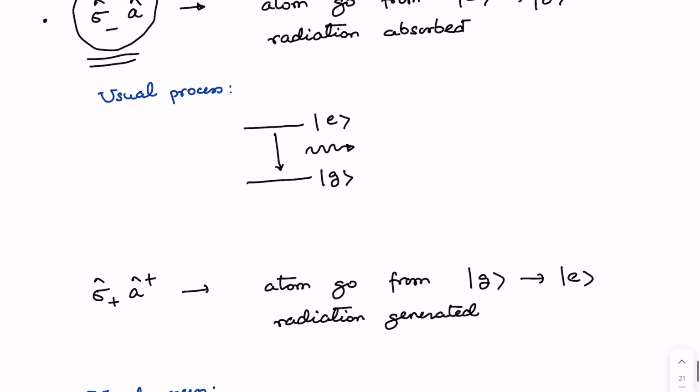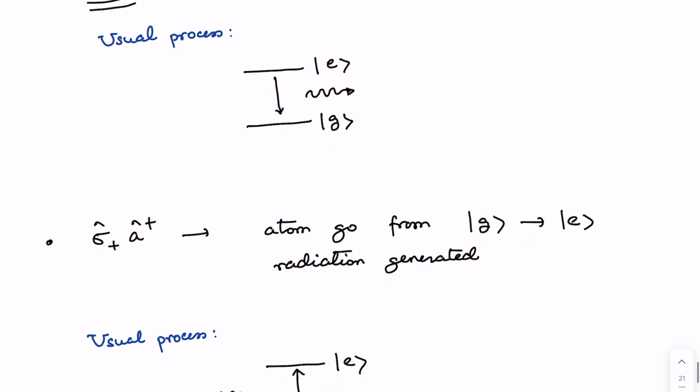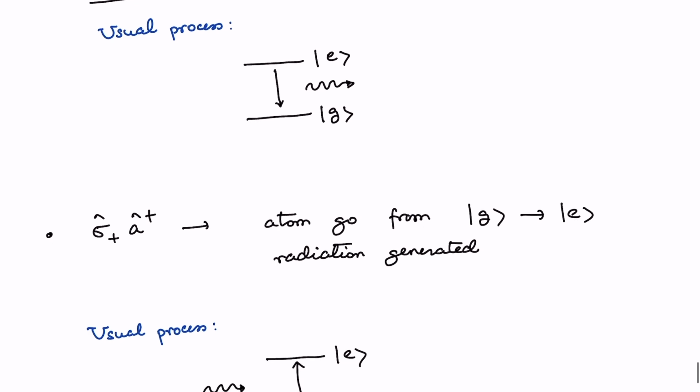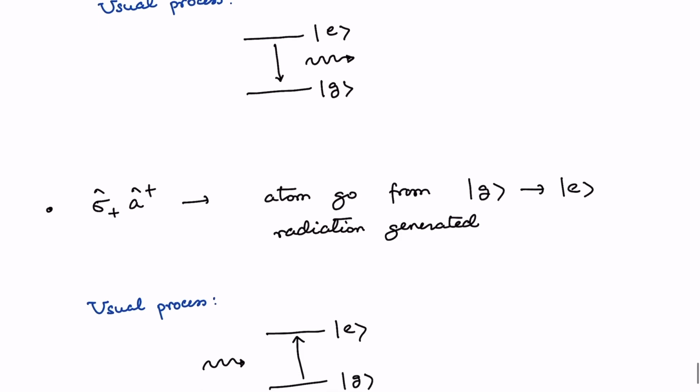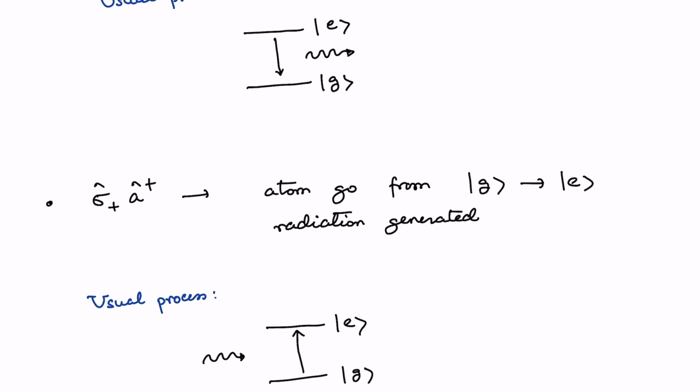Similarly, if you look at this particular term, sigma plus and a dagger, sigma plus is the atomic raising operator. That means the atom is going from the ground state to the excited state, and we know when it happens in the usual situation the radiation is getting absorbed, but here in this process radiation is getting generated or emitted, so therefore this process is also very unlikely to happen.